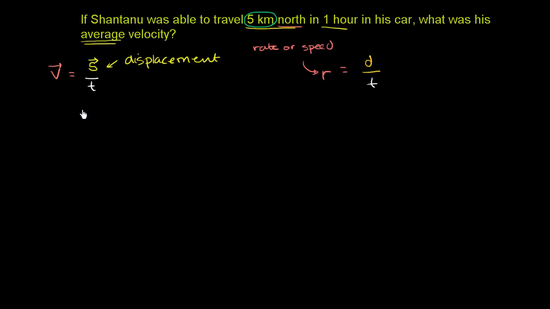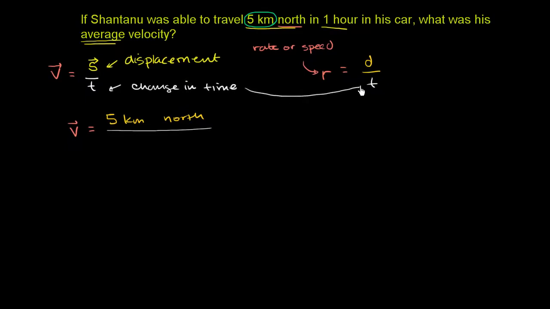So his velocity is, his displacement was 5 kilometers to the north. So his displacement was 5 kilometers north over the amount of time it took him. And let me make it clear. This is change in time. Sometimes you'll just see a t written there.